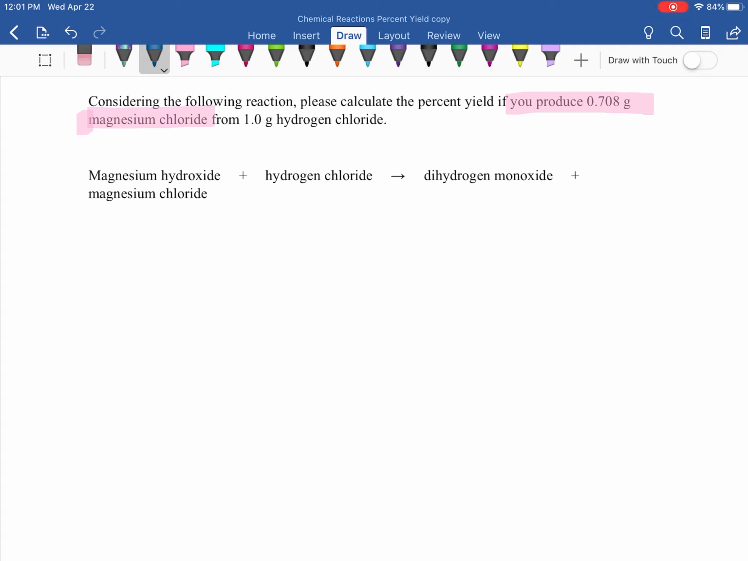All right, we are given, so you produce this much magnesium chloride. I'm going to just write that up there. Magnesium chloride is one of our products. I'm going to write it over here.